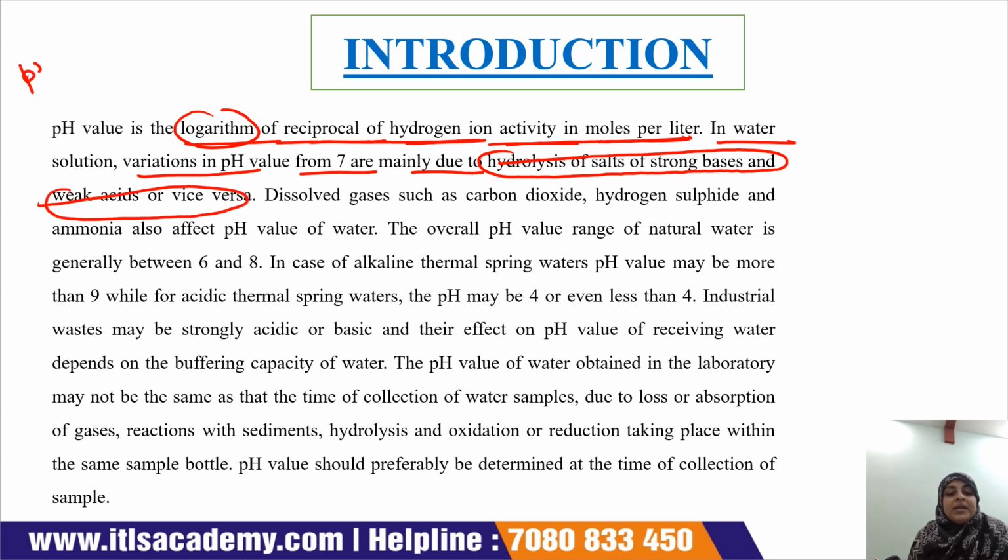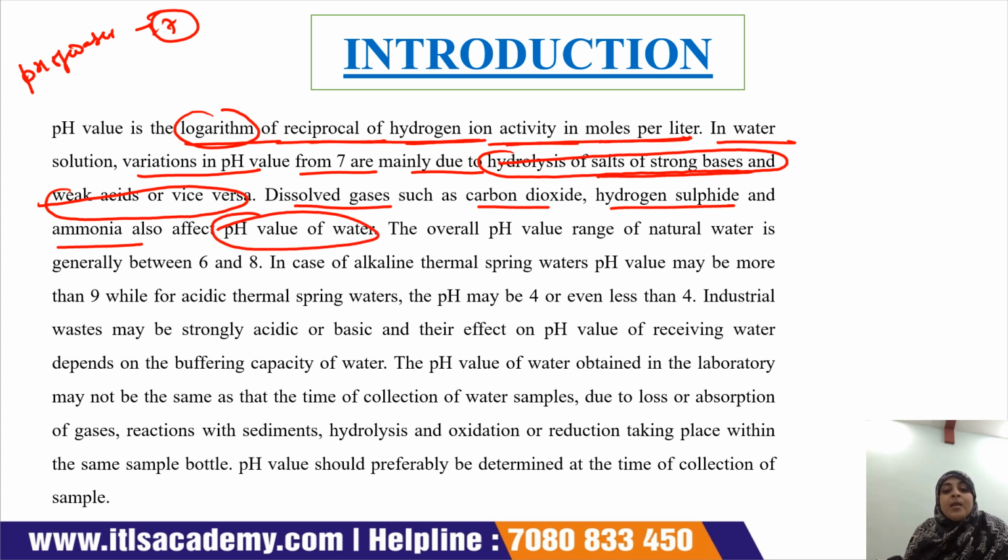We all know that the pH of water is 7. If there is any variation from pH 7 in water, it occurs due to the hydrolysis of the salt of a strong base and weak acid, or the hydrolysis of the salt of a strong acid and weak base. Some dissolved gases like carbon dioxide, hydrogen sulfide and ammonia also affect the pH value of the water.